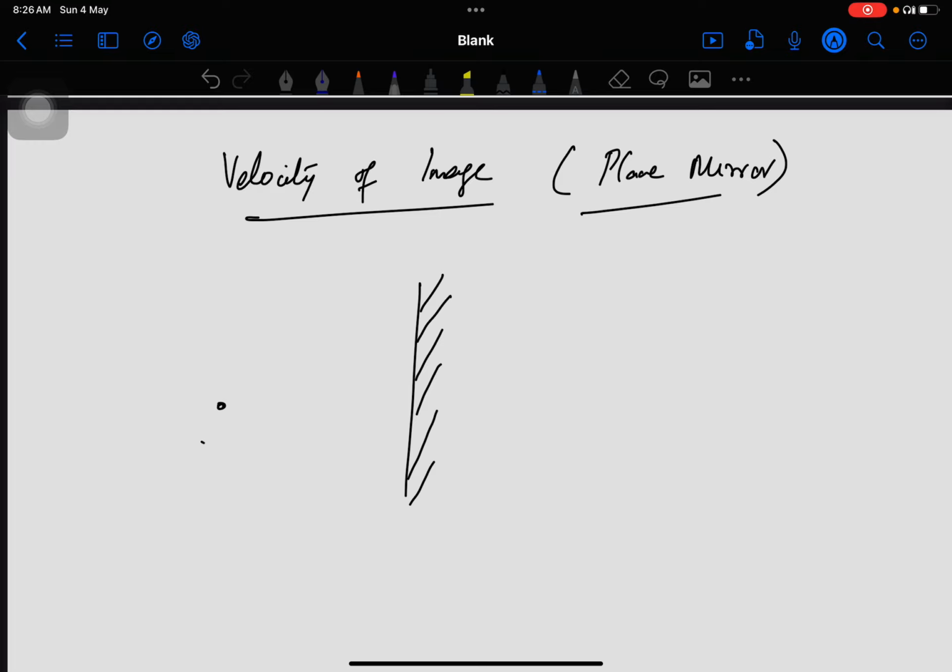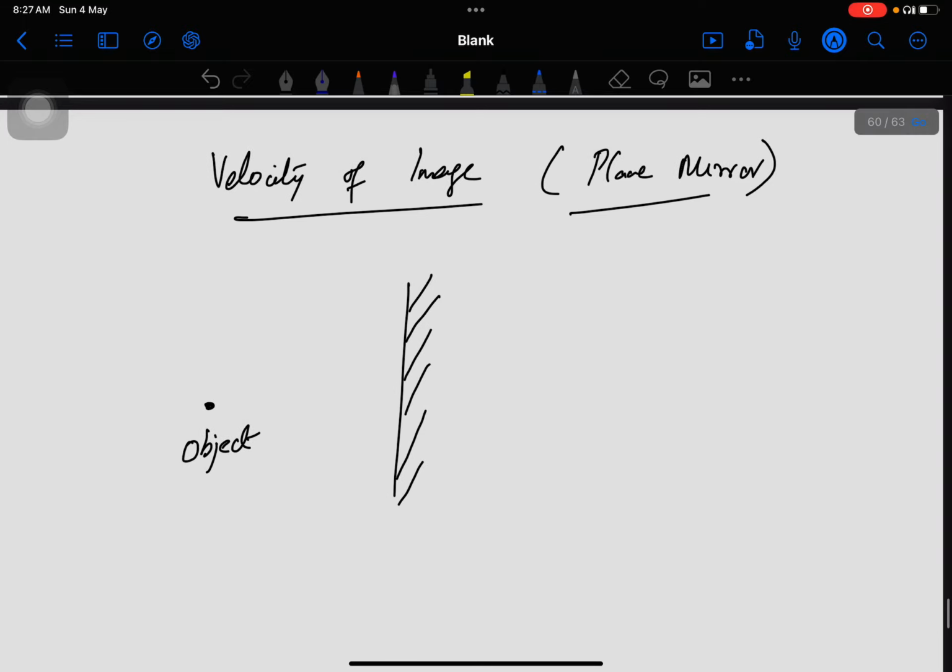And let us say that this is nothing but the object over here this way. Let us say that the object has two components of velocity. One is the component perpendicular to the mirror. The other one is the velocity component which is parallel to the mirror.